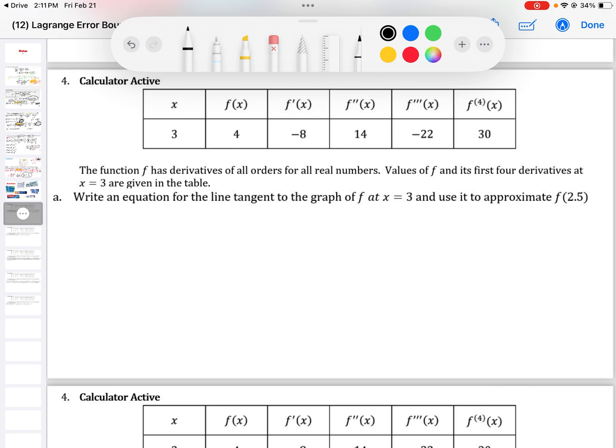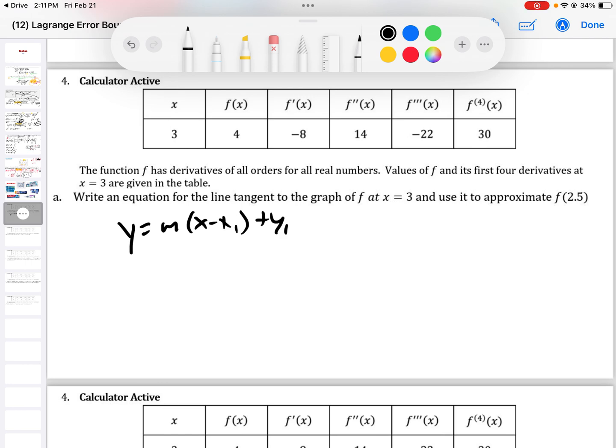All right, we're going to do this free response style question with Taylor polynomials and Lagrange error bound and kind of see how it can all tie together. It says the function f has derivatives of all orders for all real numbers. Values of f and its first four derivatives at x equals 3 are given in the table. Write an equation for the line tangent to the graph at x equals 3 and use that to approximate f of 2.5. All right, so tangent line is y equals m times x minus x1 plus y1.